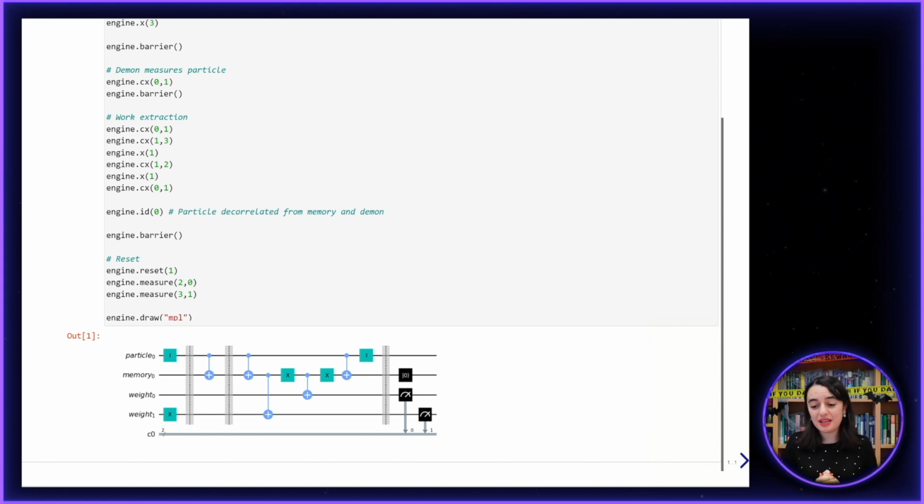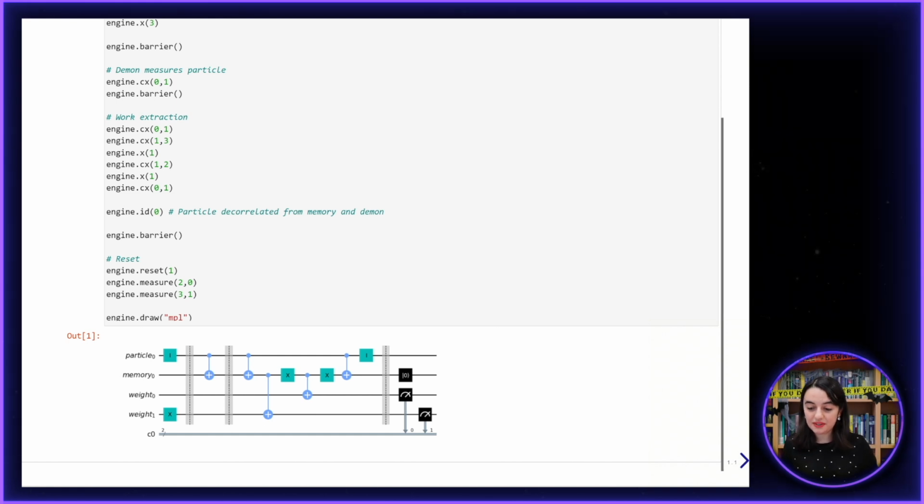But if the particle and memory states are different, then that means that the memory is wrong about where the particle is and the weight will be attached on the wrong side. So then the weight will be lowered to the low energy state, and so our weight qubits are going to go from 0, 1 to 0, 0, which you can do by adding a NOT gate to the 4th qubit, which is the second weight qubit.